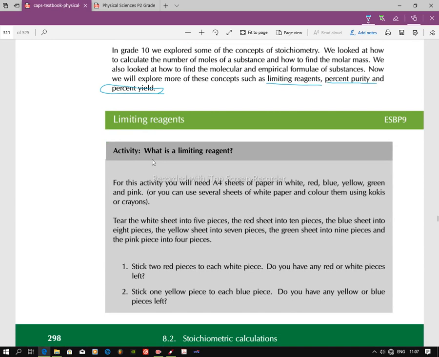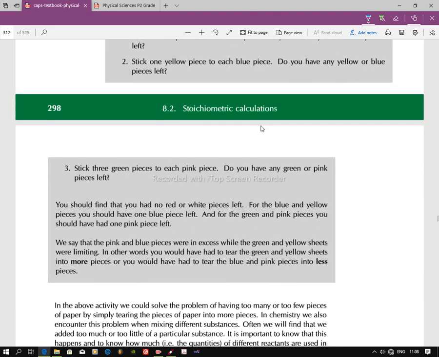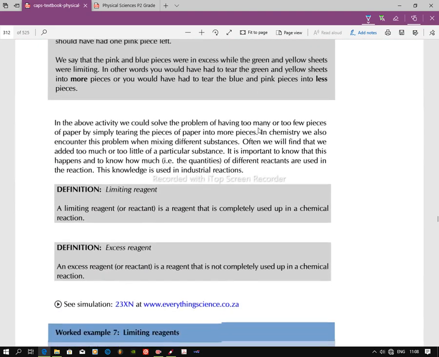So the limiting reagent. Here you are given a hint, I guess, the definition, the experiment of limiting reagent. But they say what is a limiting reagent. For this activity, you will need an A4 sheet and so on. I'm not going to do that, I'm just skipping that experiment.